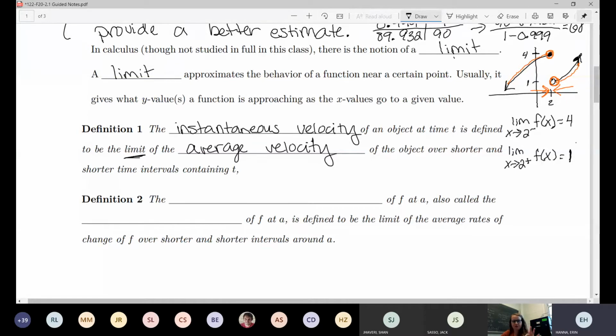Now, just like with average velocity, so average velocity was a very specific case of average rate of change, right? It was specifically in the context of distance functions, but it was the exact same thing as saying average rate of change. Same kind of idea here. We have an instantaneous velocity. We also have an instantaneous rate of change.